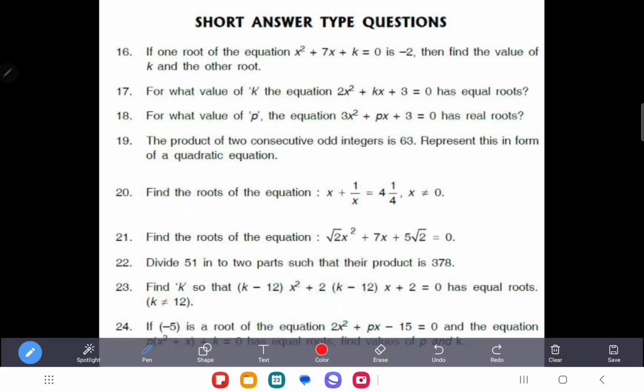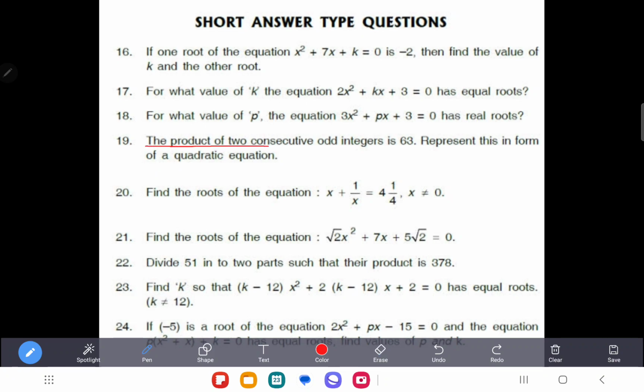Now, do the next question. It says the product of two consecutive odd integers is 63. Represent this in the form of a quadratic equation. How would you do this? What does this question mean? The product of two consecutive odd integers is 63. What do you mean by this?